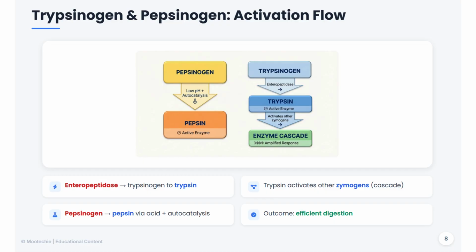This active trypsin then goes on to activate all other zymogens, creating an enzyme cascade. This cascade results in a highly amplified response, where one activation event triggers many more. So enteropeptidase turns trypsinogen into trypsin. Pepsinogen turns into pepsin via acid and autocatalysis.